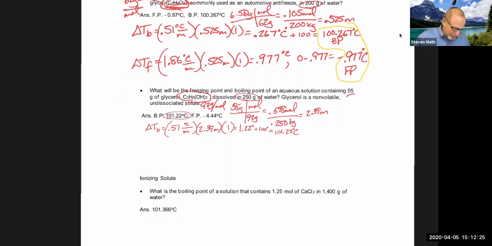Let's check out the freezing. Same thing's going to come into play. Delta TF, the change in freezing point, is 1.86 degrees Celsius molal.